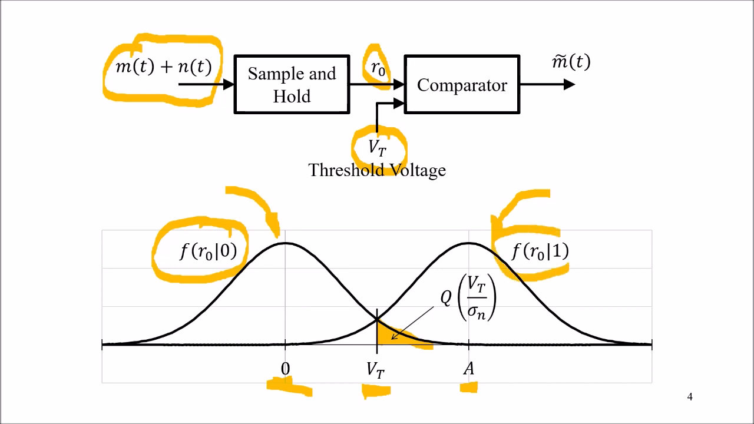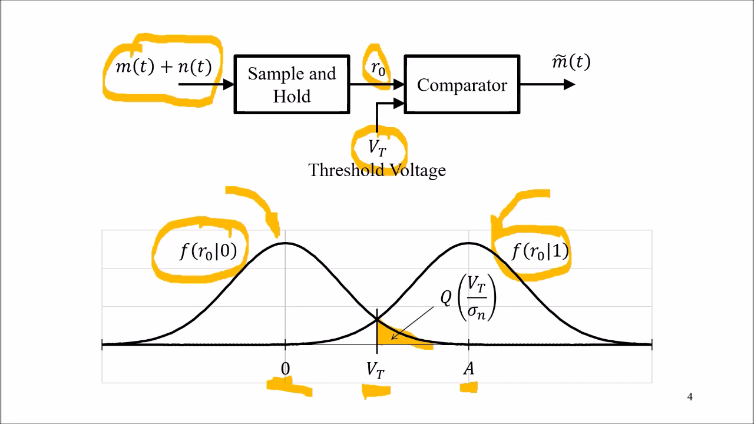Or if we are sending a 1, there is a probability that the signal plus the noise will be less than the threshold, and that 1 will be misinterpreted as a 0. Now, each of those cases would be a bit error. And we are assuming, reasonably so, that 1s and 0s are sent with equal probability. So the total bit error probability would be the probability of sending a 0 and it's misinterpreted as a 1, plus the probability of sending a 1 and it's misinterpreted as a 0.